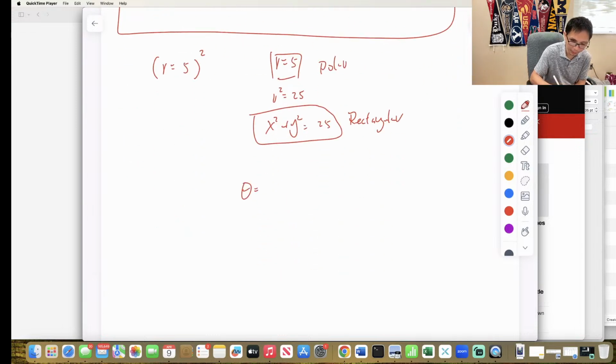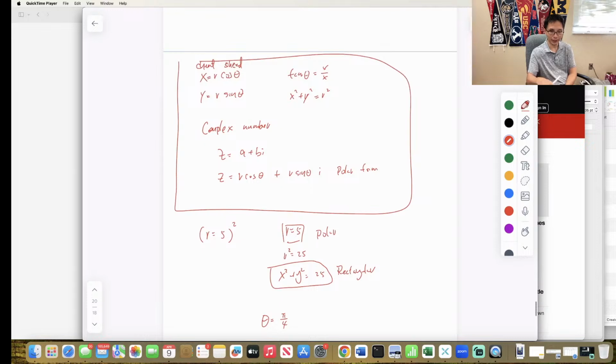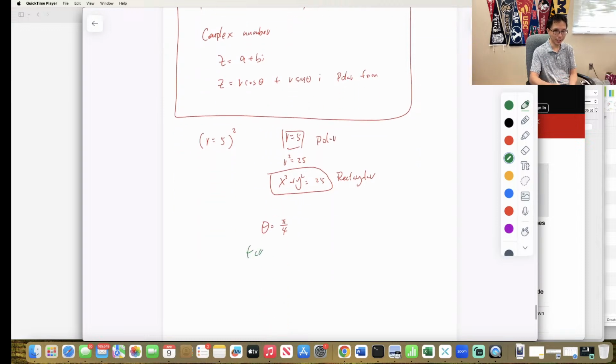How about theta equal to pi over 4? How do I convert this polar equation to the rectangular? It turns out it's actually not hard at all, because what's the only one that deals with theta here? Look at the first 4 equations. What's the only one that deals with theta? Tangent. So can I take tangent of both sides? What's tangent of pi over 4? 1.